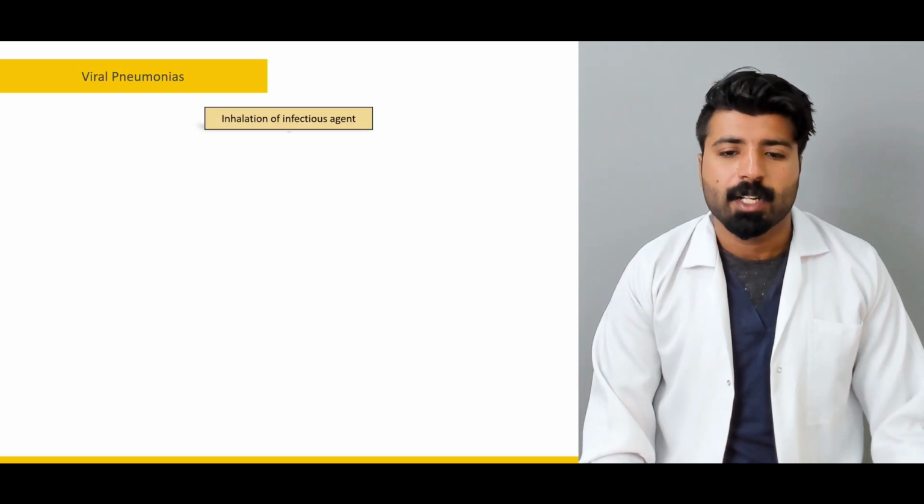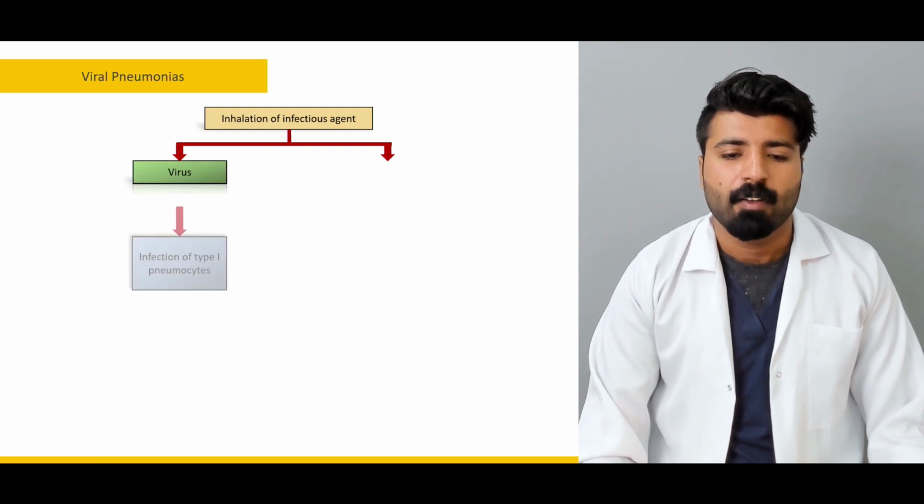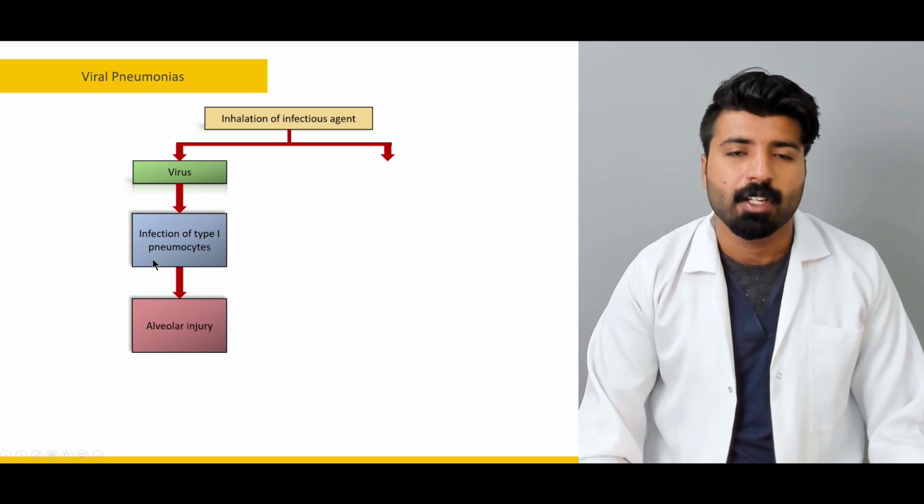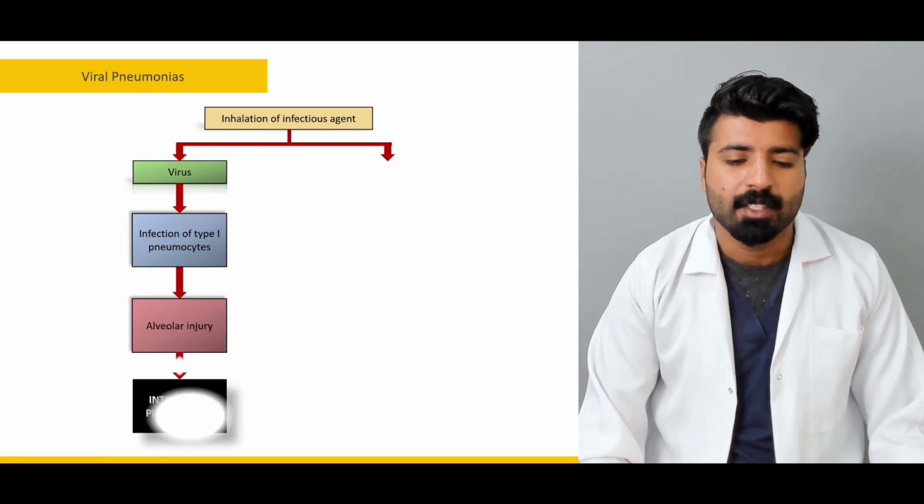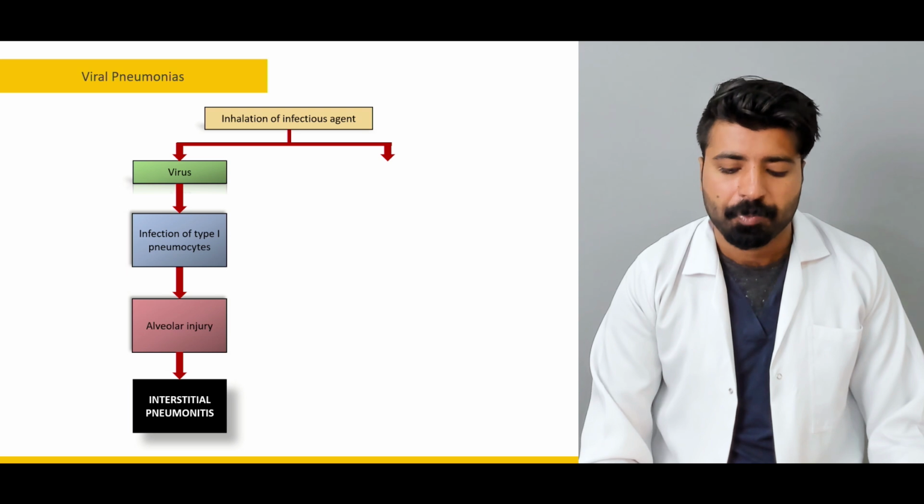So in viral pneumonias, inhalation of the infectious agent will lead to what? First of all, it's going to be a virus which is going to infect type 1 pneumocytes, which will lead to alveolar injury, and this will lead to interstitial pneumonitis. But we will study this in detail.